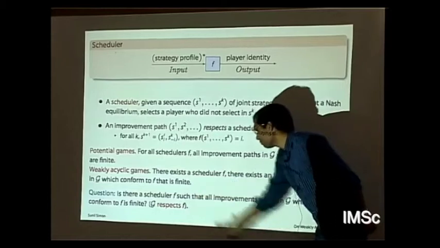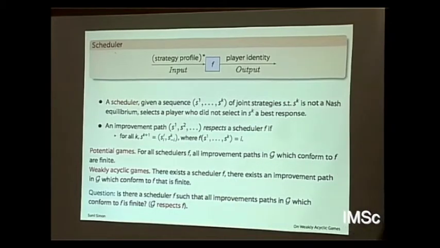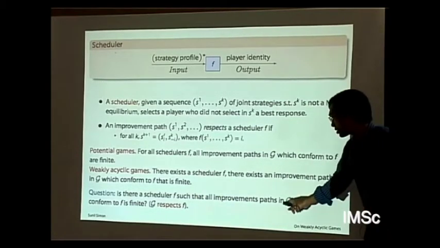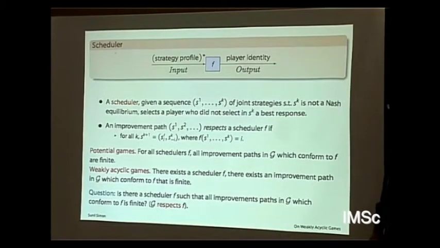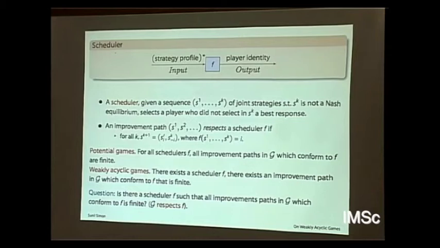given a game, is there a scheduler F such that all improvement paths in this game which respect this scheduler F are finite? Okay.